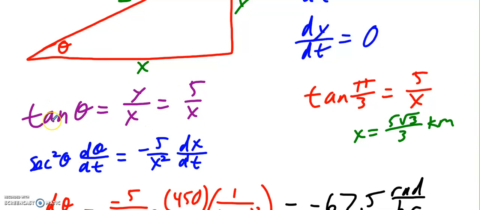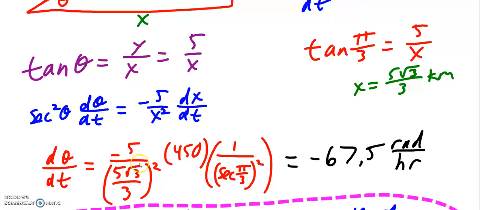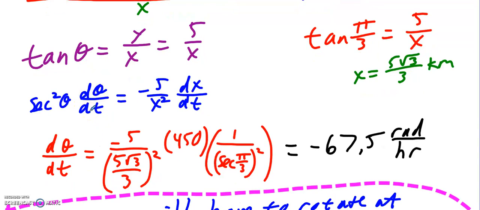Let's take the derivative. The derivative of tangent of theta, remember on related rates problems, we're always doing the derivative with respect to time. So this becomes secant squared theta times the derivative of the inside, which is d theta/dt, equals negative 5 over x squared dx/dt. So I'm solving for d theta/dt. So if I isolate that, I can divide by secant squared theta, and I can plug in the values that I know. So I know x is 5 root 3 over 3, so I plug that in to the x squared.